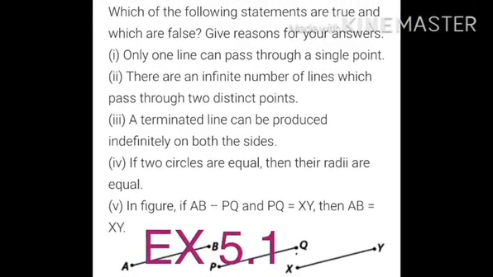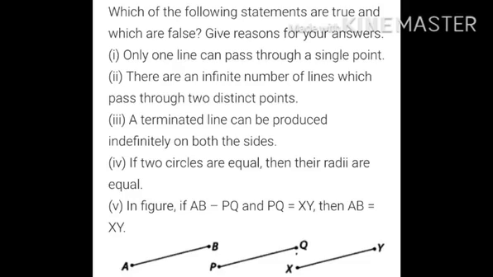Now let us start exercise 5.1. This is question number 1. Which of the following statements are true and which are false? Give reasons for your answer. First, only one line can pass through a single point. Second, there are an infinite number of lines which pass through two distinct points.